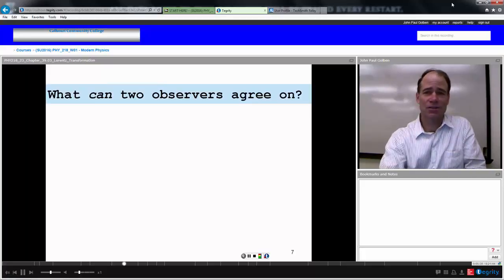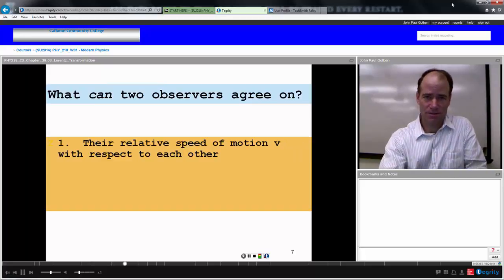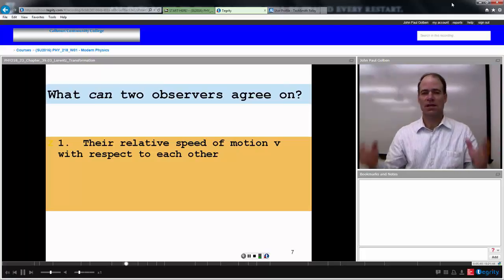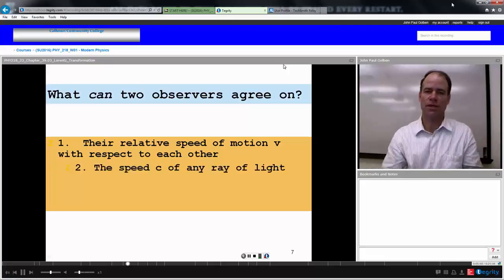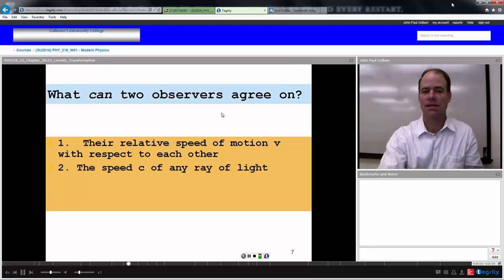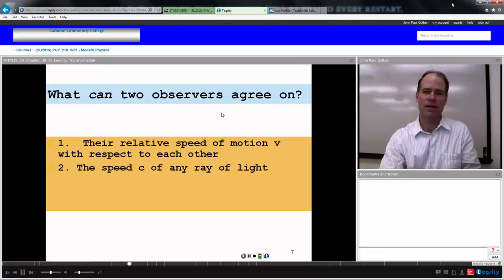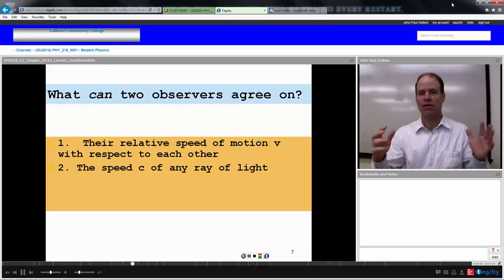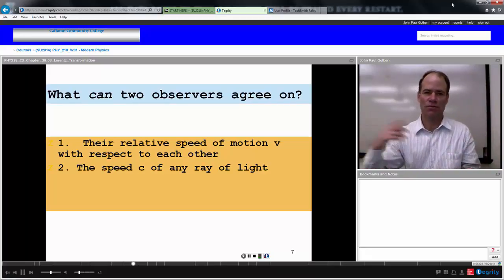So what can two observers agree on? Well, the relative speed of motion between the two frames. That speed of v is agreed to be the relative speed. And the speed c of any ray of light in either frame. All rays of light are traveling at the speed of light no matter which frame you're in all the time. So if we have a ray of light, both of us agree that it is traveling at the speed of light.